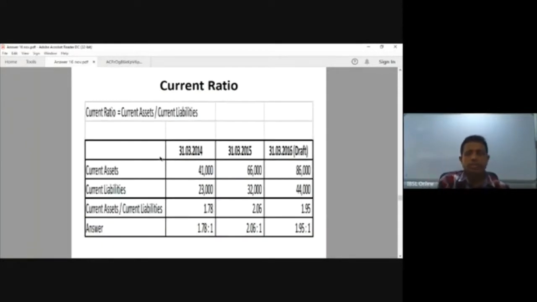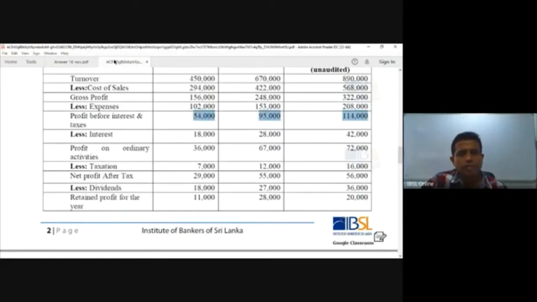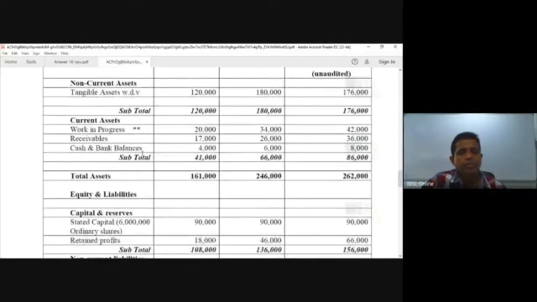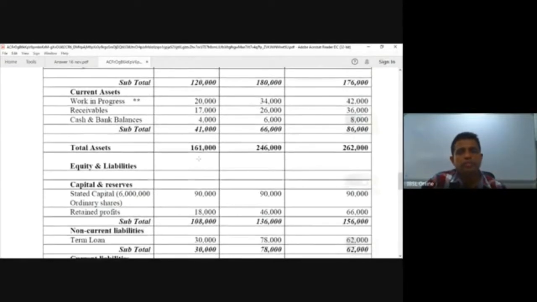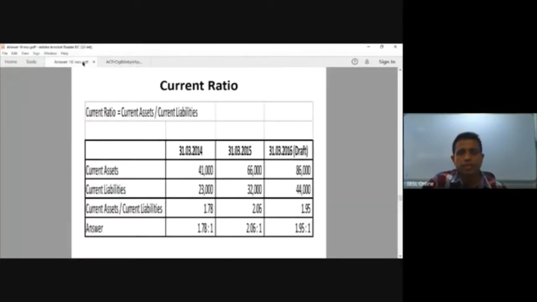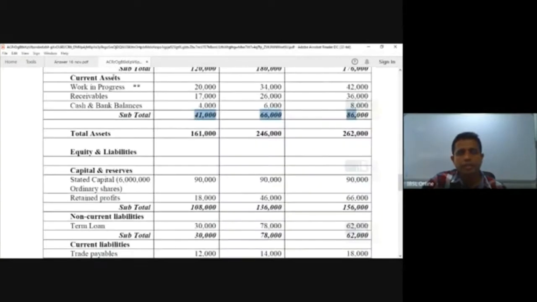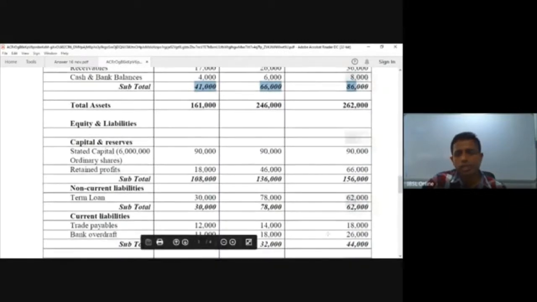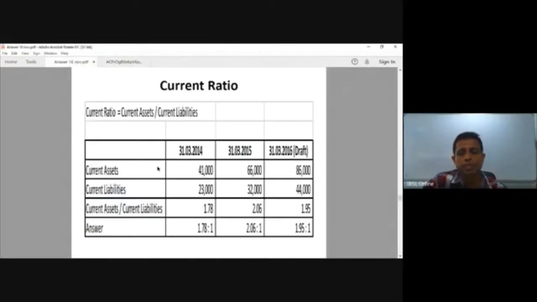Then current ratio, these are very easy to calculate. You have to directly take the current assets and current liabilities. Go to the balance sheet. Total current assets: 41, 66, 86. Current liabilities here: 23, 32, 44. Then divide your current assets by current liabilities.